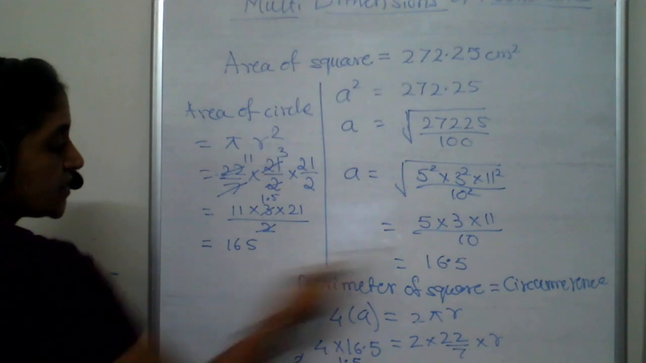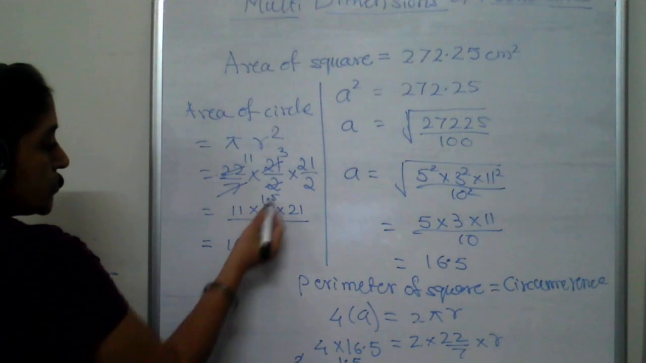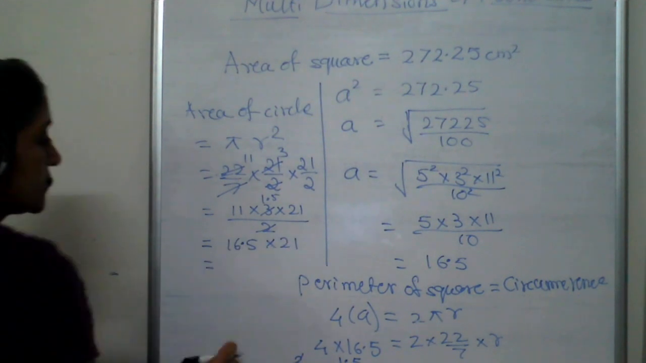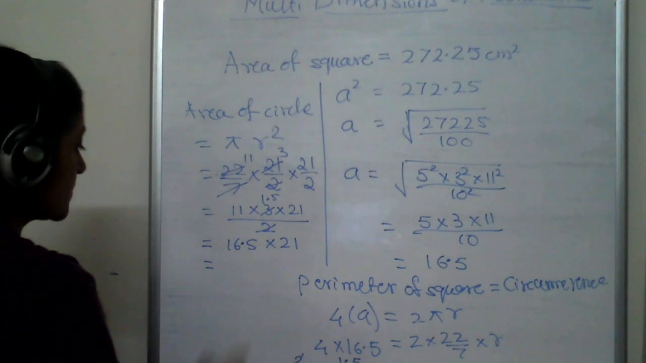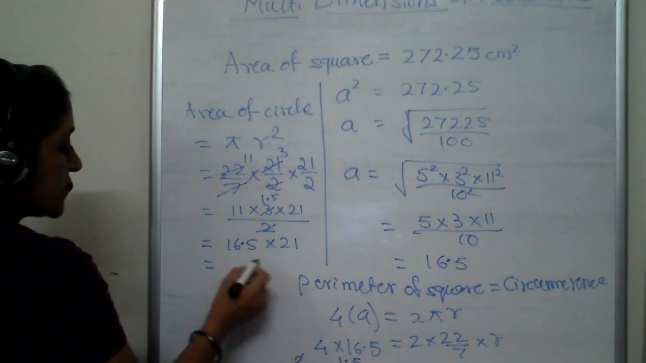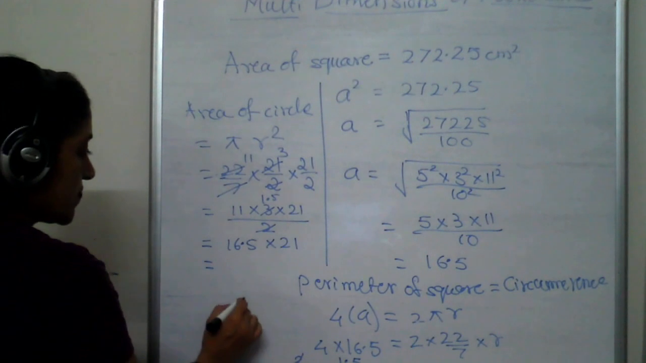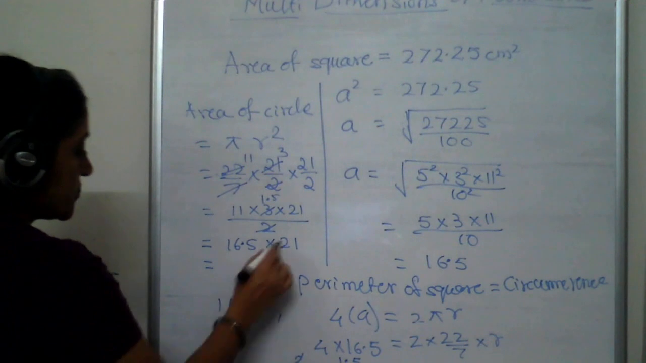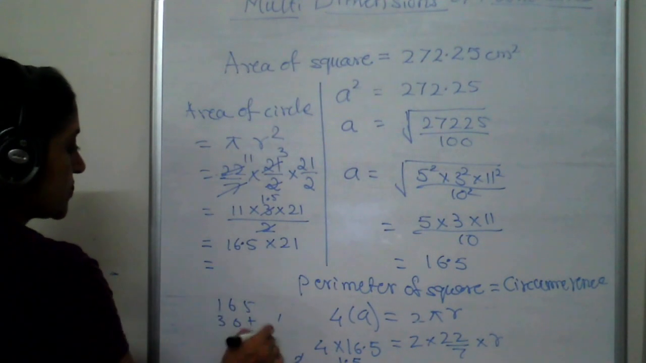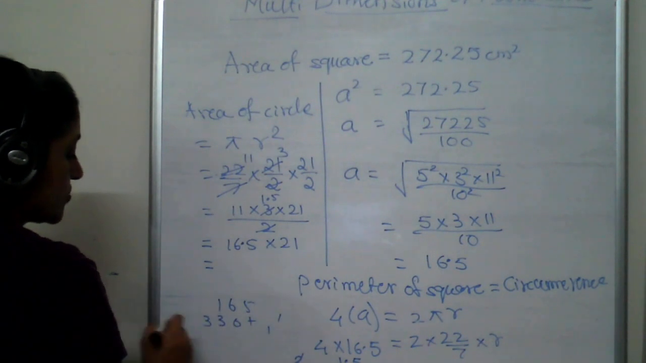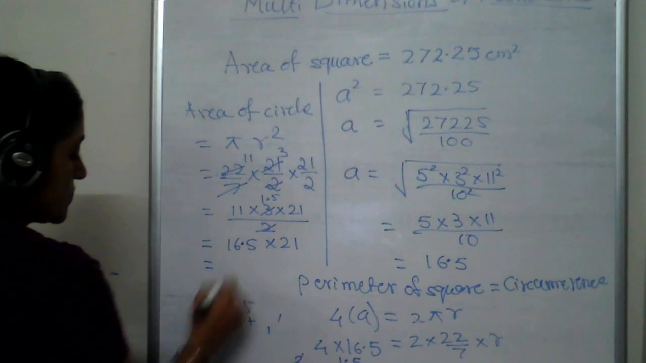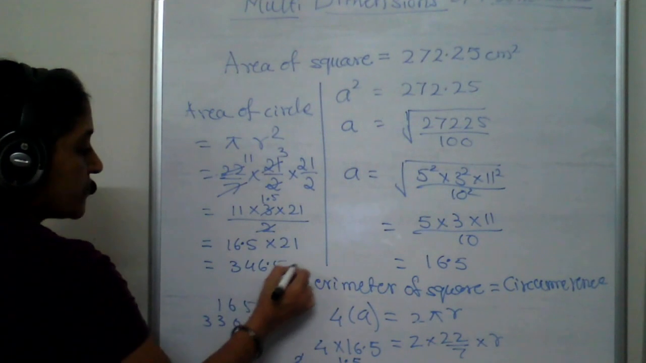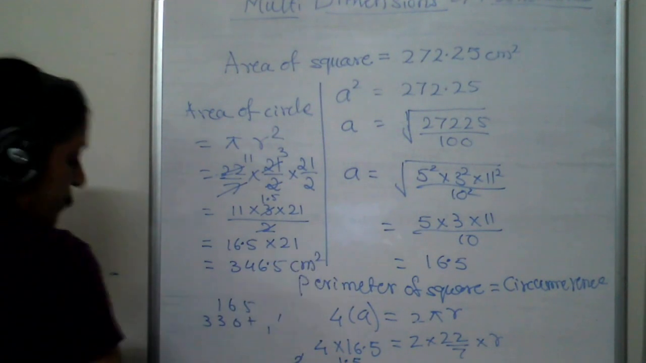Okay. I think we did the same kind here. So 16.5 into 21, you will do that. Okay, here what happens? 21 5s are 105, and 165. It will be 3465, that is 346.5 centimeter square.